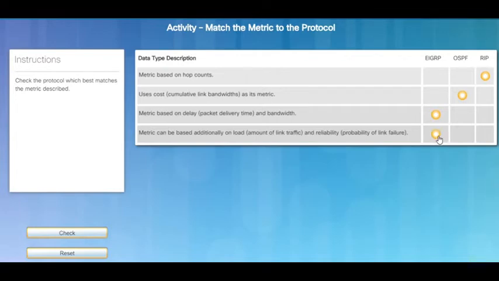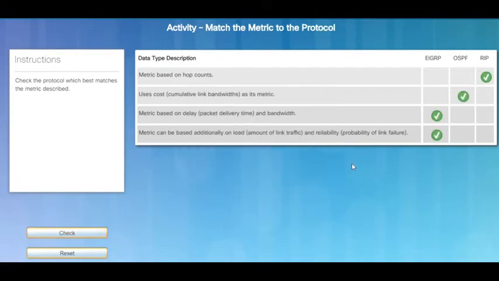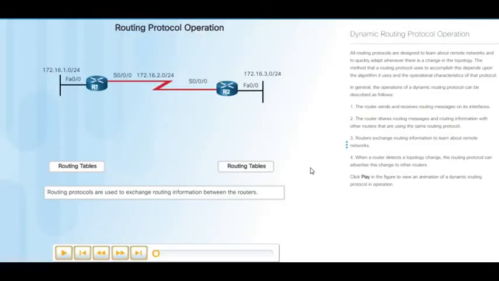Okay, for that answer right there, let's check. All right, yeah, so we got them all correct. So I guess you've been listening pretty well to the discussion on these particular metrics. Okay, good job, guys. Let's move on. That ends our short activities. I hope you've got all the answers correct.